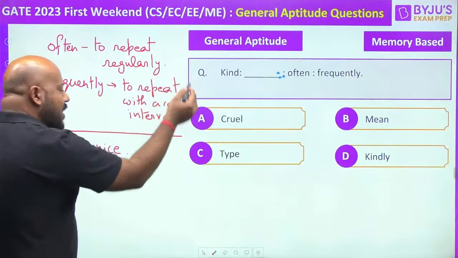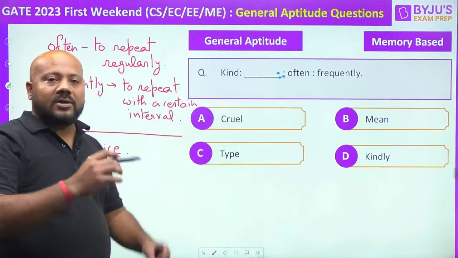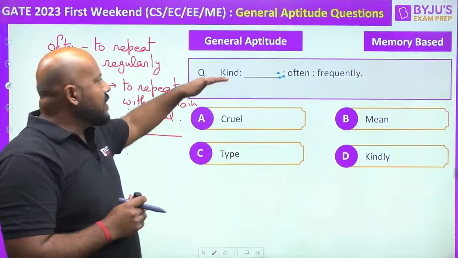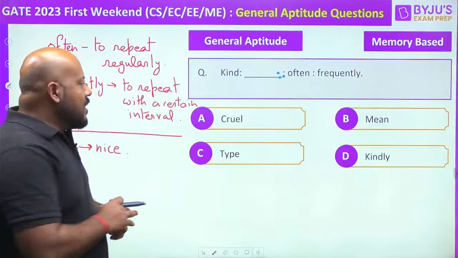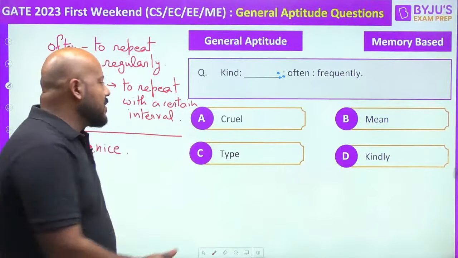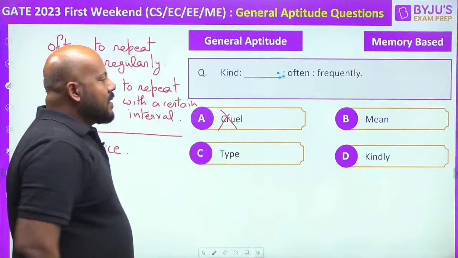Now, if you go by the options, you have to choose the word which is closest in meaning, like a synonym for this word kind. Okay. Now, cruel cannot be a synonym for kind. Cruel means the complete opposite of kind. So, cruel is wrong. Mean.